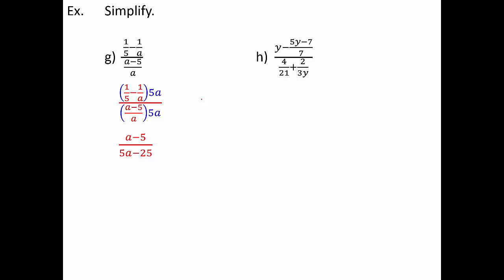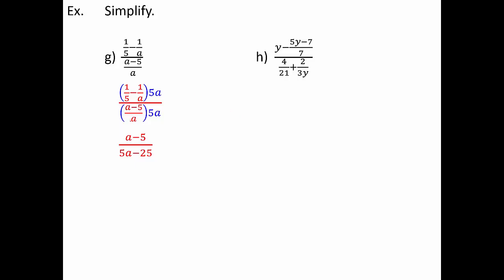Notice I didn't write that intermediate step of actually multiplying each fraction times 5A. If it helps you visualize what's going on, go right ahead. But again, as we move forward in algebra, you want to be able to do certain things in your head and not have to write it out. But if you have to write it out, go for it. The more you write it out now, the less likely you're going to have to write it out later.